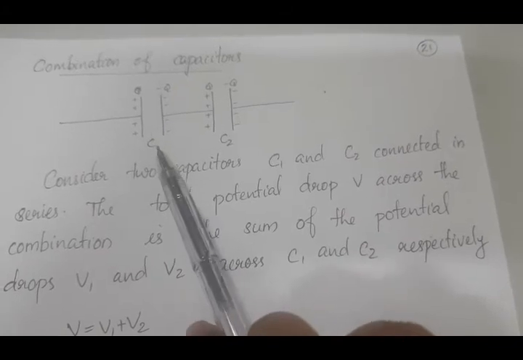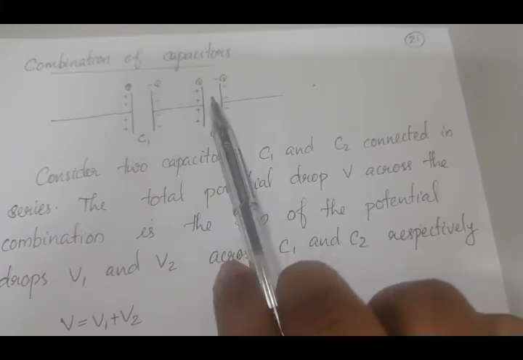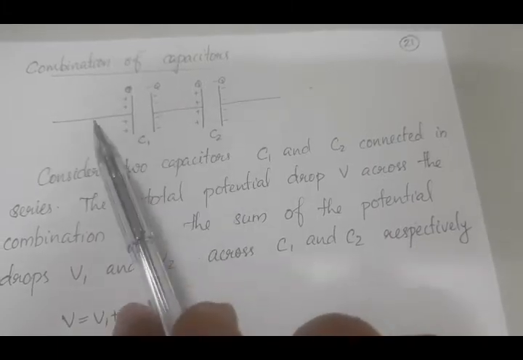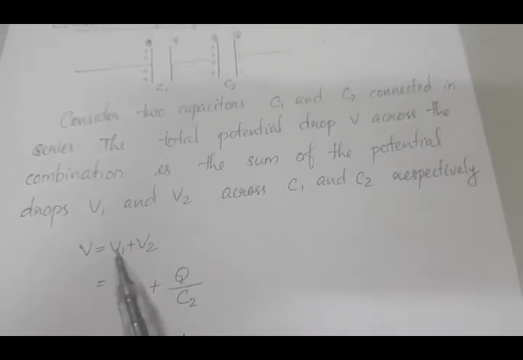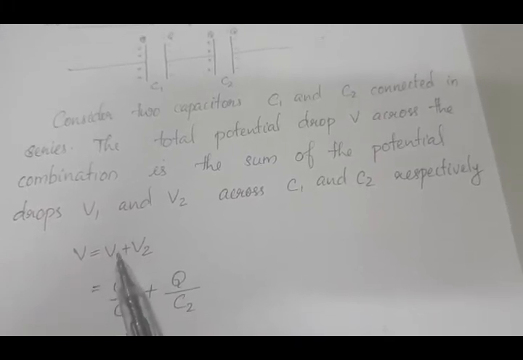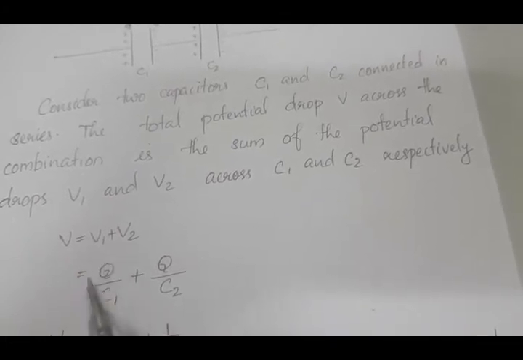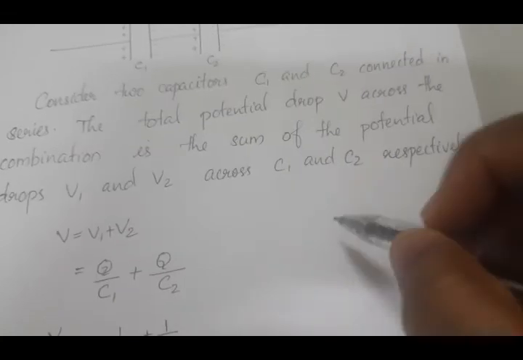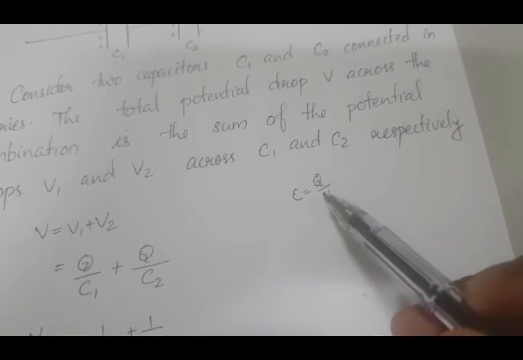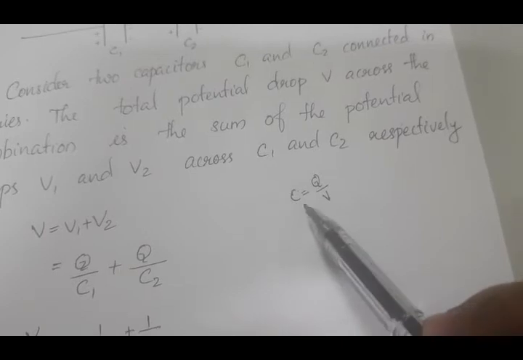Already we have learned that for series combination, the current or charge will remain the same, but the potential difference will be different. So here the potential drop is V1, here the potential drop is V2. So the total potential drop which we have applied is the sum V1 plus V2. And according to the equation for capacitance, we know that C is equal to Q by V. So from that we can write V is equal to Q by C.